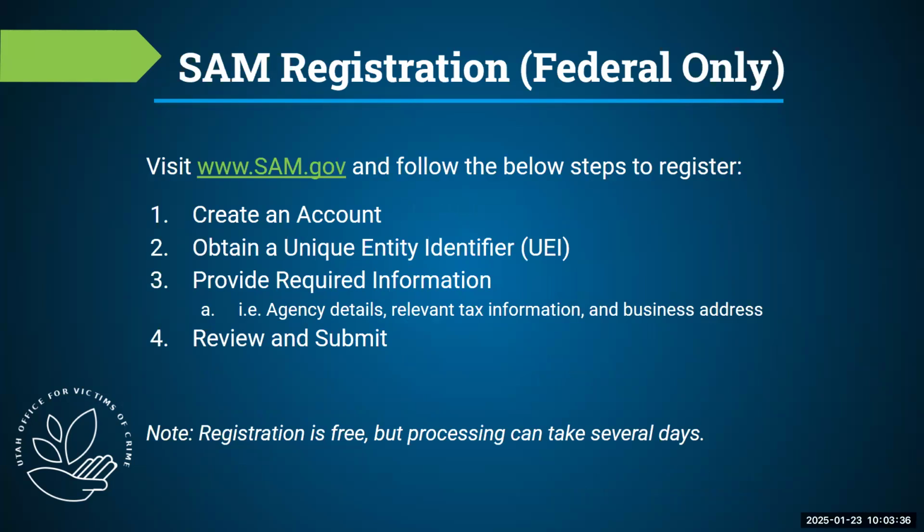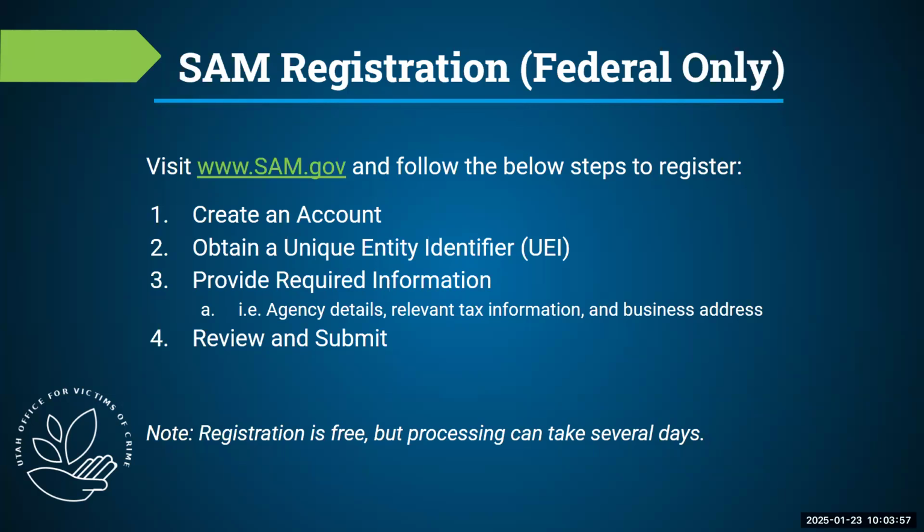We'll first start off with SAM registration, or again, the System for Award Management. This is for those who are applying for federal grants only. To register for a SAM, you visit the www.sam.gov website and follow the steps below to register.